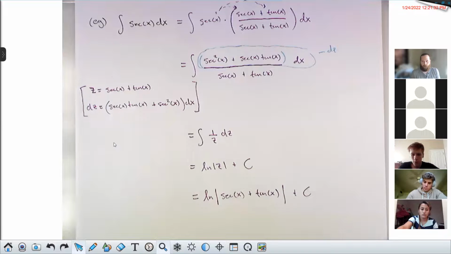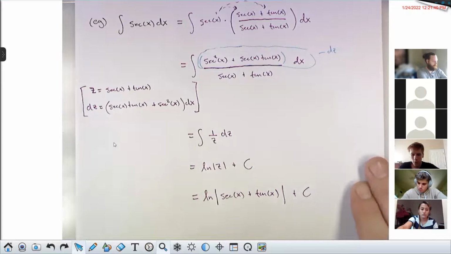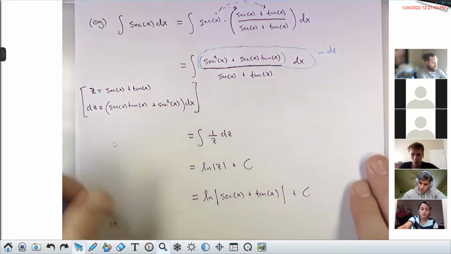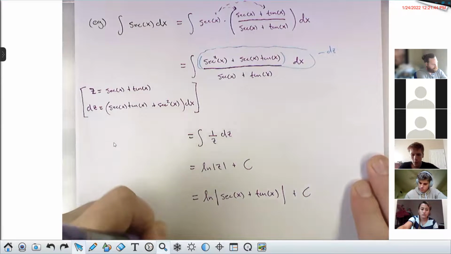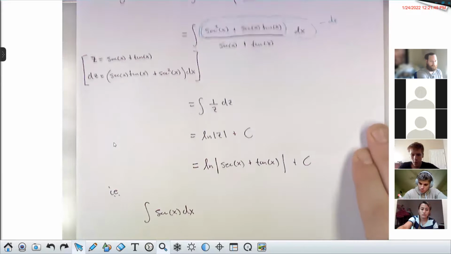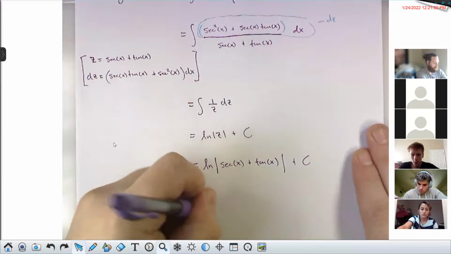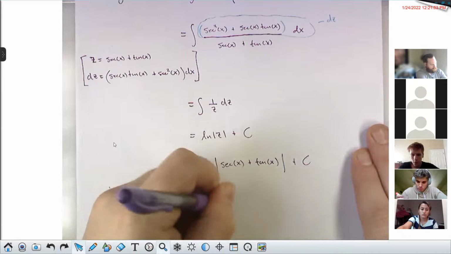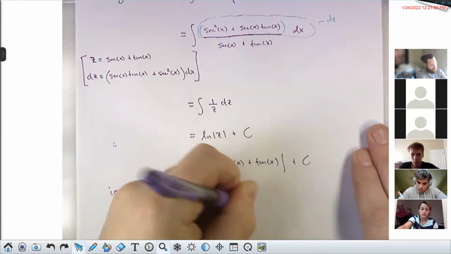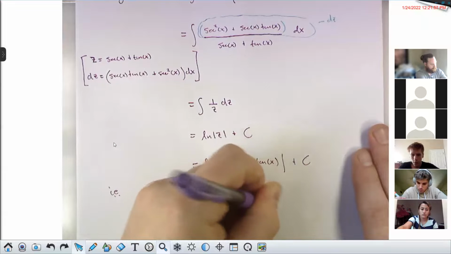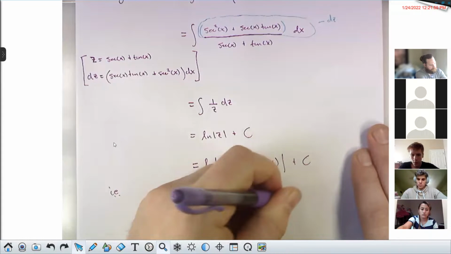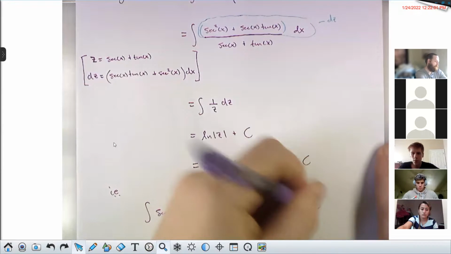And with that, we've done all the preliminary stuff. We're ready to get started. So the final thing I need you to add to your memory banks: the integral of the secant function is the natural log of the absolute value of secant plus tangent, plus a constant.